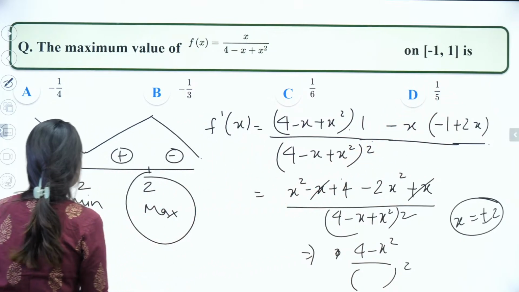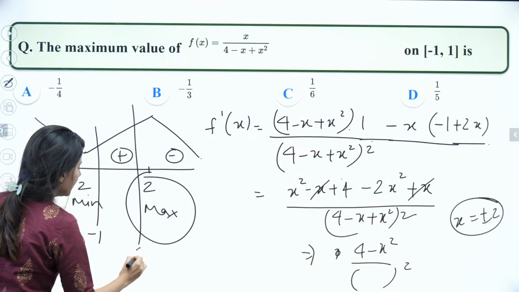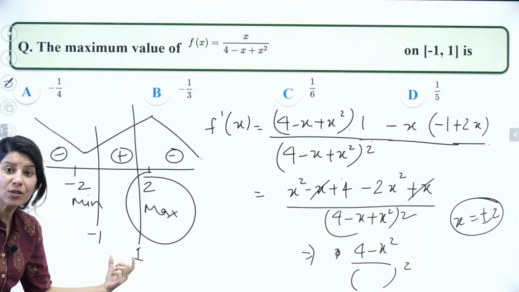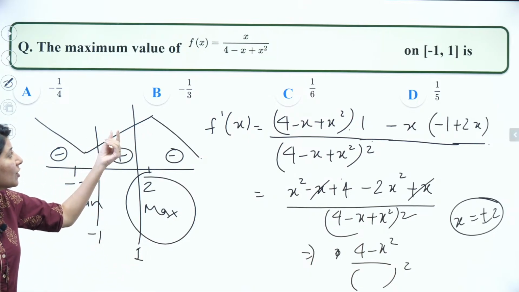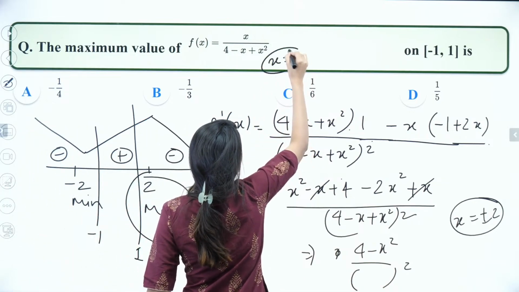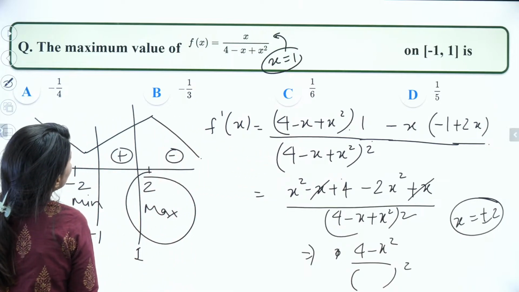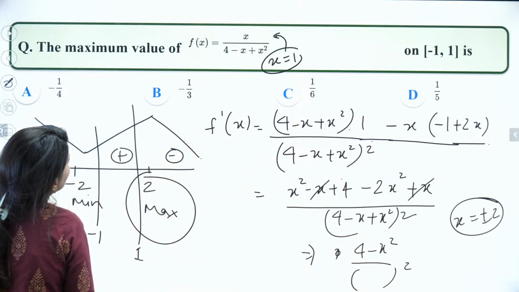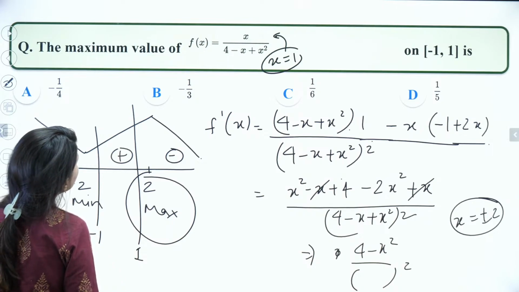My interval is minus 1 to 1. So minus 1 is here, 1 is here. Between minus 1 and 1, can you see my function is increasing? For an increasing function, the maximum value will happen at x equals 1. So just put x equals 1, you will get your answer. So 1 upon 4 minus 1, 3. 3 plus 1 upon 4.